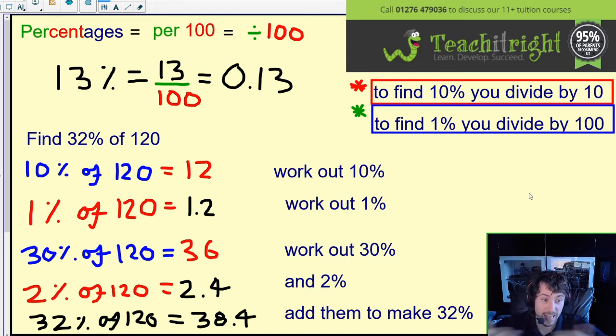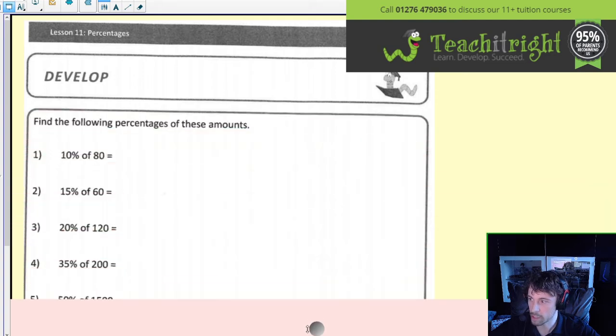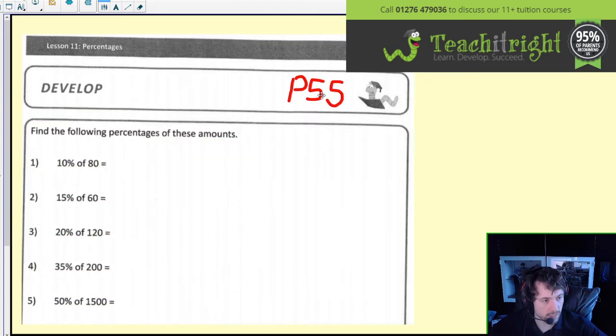Right, that's an example. Hopefully that makes sense. Maybe worth jotting these down so you've got an example. Hopefully that's useful. What I think we're now going to go on to do is some questions together. So let's put these percentage skills into practice first and foremost. We're looking at some questions from our Teach It Right Develop book. To start off with, some nice, simple percentage of amount questions.